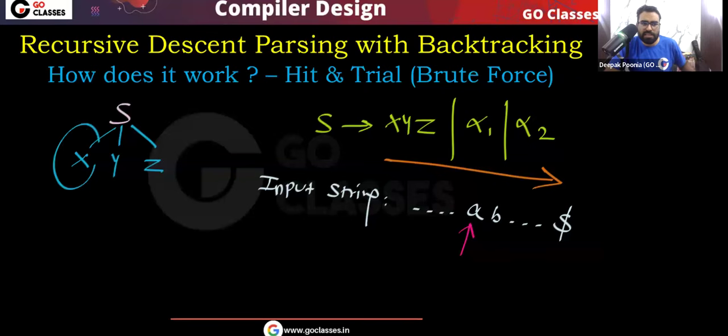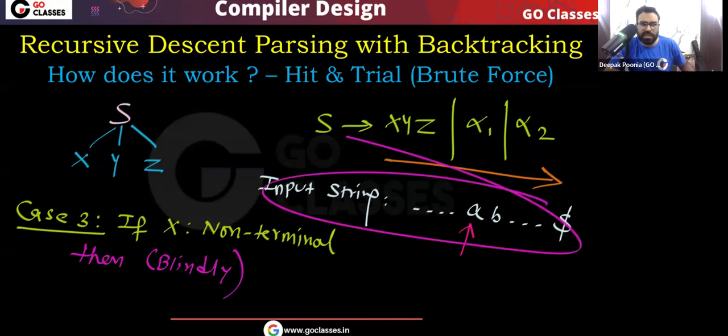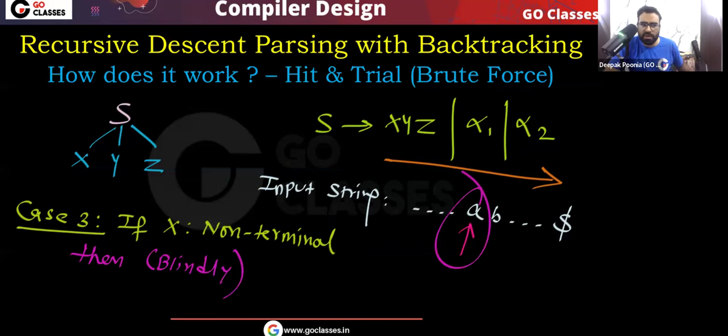Case number 3 is if X is a non-terminal. If X is a non-terminal, then let me tell you, you don't even have to look at the input string. Blindly try one of the X productions. What do I mean by blindly? Blindly means don't even look at the input string, don't even look at the current input symbol.